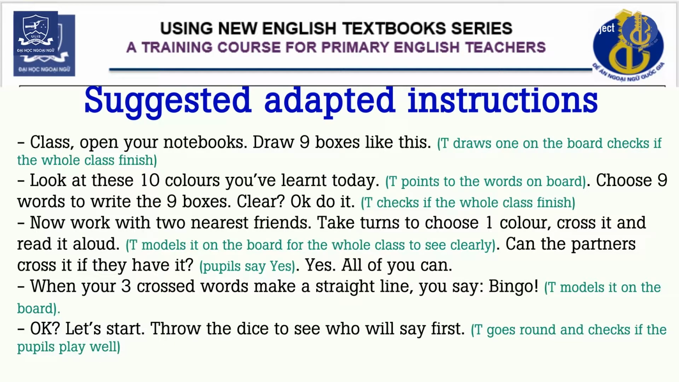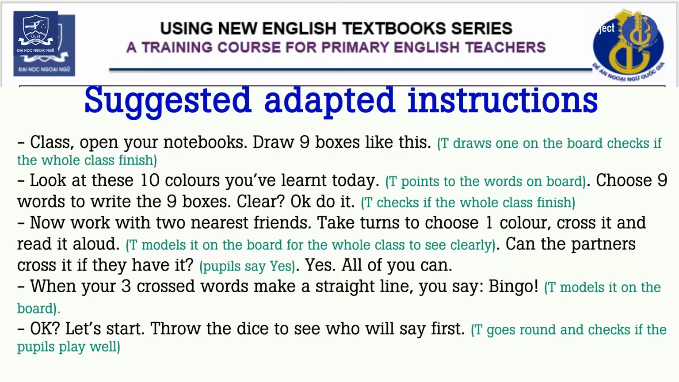Class, open your notebook. Draw 9 boxes like this. Teacher draws one on the board, checks if the whole class finished. Look at these 10 colors you've learned today. Teacher points to the words on board. Choose 9 words to write in the 9 boxes. Clear? Okay, do it. Teacher checks if the whole class finished.